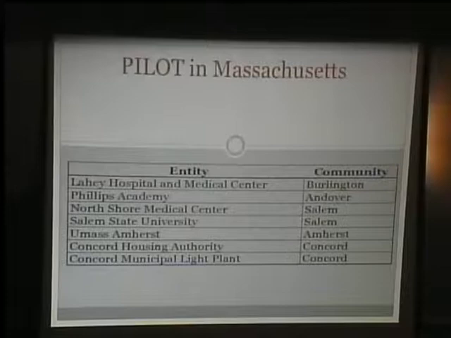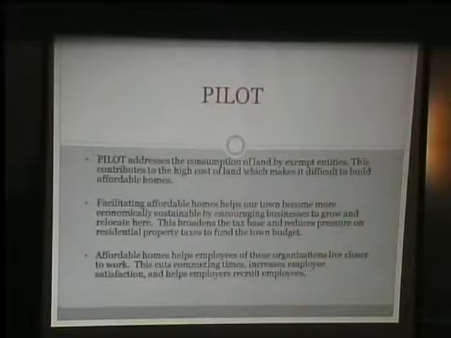The last thing on this is that the idea of looking at PILOT here is that it addresses the consumption of land by tax-exempt entities. And that's really what affordable housing is kind of about. Why do we have such a challenge in having affordable housing in town? Well, there are several things, but one of them is the extraordinarily high cost of land and housing.